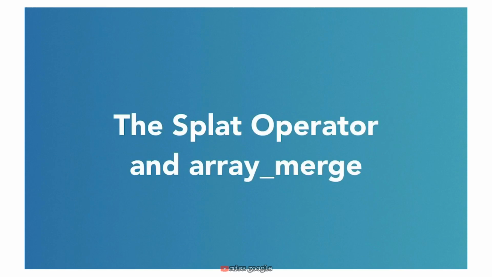PHP 7, and in particular version 7.4, offers many syntax improvements over its predecessors. In addition to the arrow function syntax, which we covered in a previous video, PHP 7.4 provides us with a new syntax called the splat operator that's tremendously helpful for dealing with arrays and arguments. And that's something we do a lot of when doing functional programming in PHP.